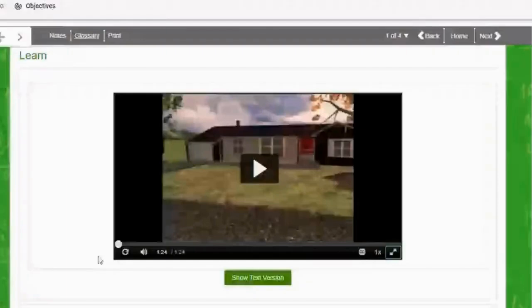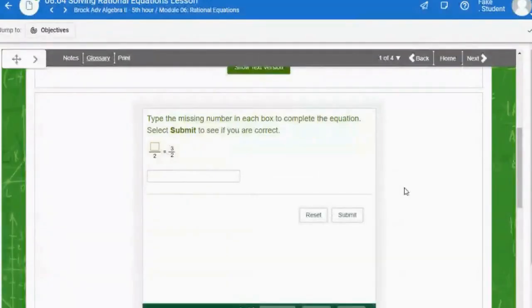Well, not yet necessarily, but we'll get there. Oh, I like this little quiz they have on page 1. This is a very short lesson, by the way, because this just seems like it's way too easy. What number goes in this box? Type the missing number in each box. So what number would we put here? Blank over 2 equals 3 over 2.